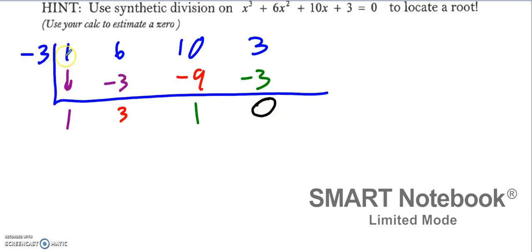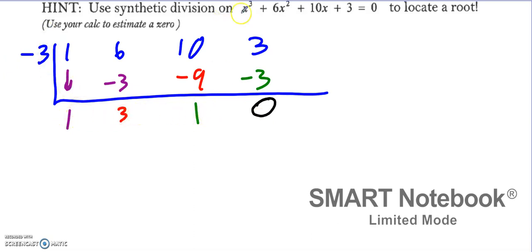All right, so hopefully you did your synthetic division correctly. We add vertically, we multiply diagonally. So 1 plus 0 is 1, 3 times -1 is -3, 6 plus -3 is 3, -3 times 3 is -9, 10 plus -9 is 1, -3 times 1 is -3, 3 plus -3 is 0. This is good. We got a remainder of 0. That means that yes, -3 is a root. That's awesome. That's what we wanted.